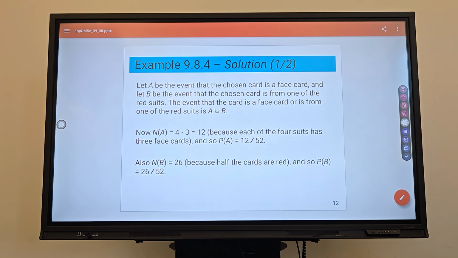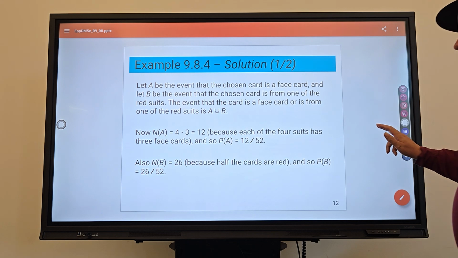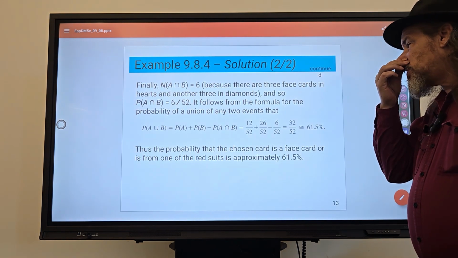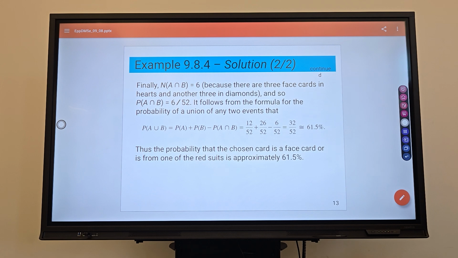Now the number of elements in A is 4 times 3 because each of the 4 suits has 3 face cards. So P of A is equal to 12 over 52. The number of elements in B is equal to 26 because half the cards are red. So the probability of B is 26 over 52. Finally, the number of elements in A intersect B is 6 because there are 3 face cards in hearts and another 3 in diamonds. So the probability of the intersection of A and B is equal to 6 over 52.